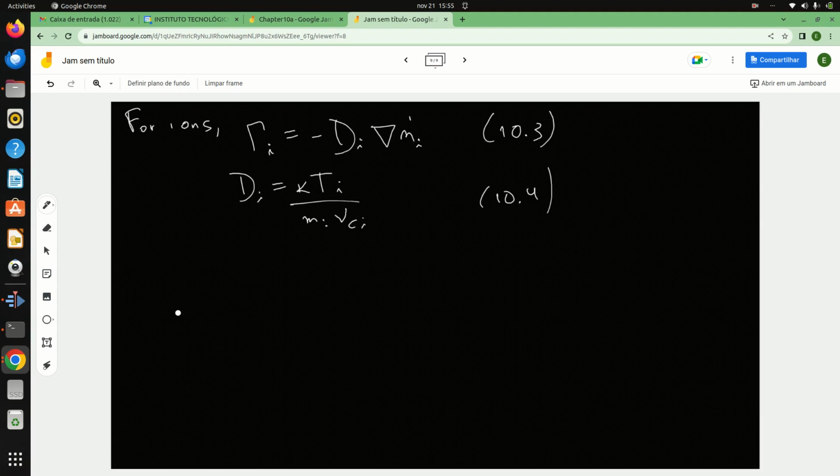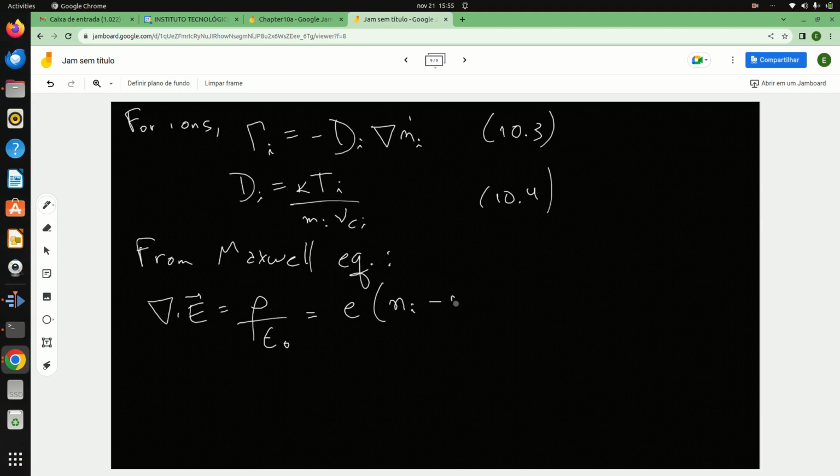In free diffusion, the effect of the electric field is not taken into account, but in general, it shouldn't be neglected. So from Maxwell's equations, we know that the divergence of the electric field is rho over epsilon naught, and rho, the charge density, is the ion density minus the electron density, times the charge over this.